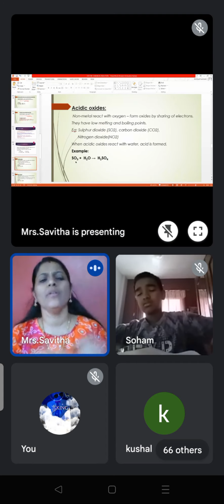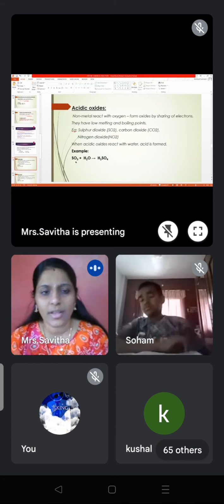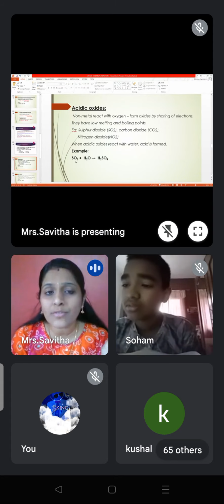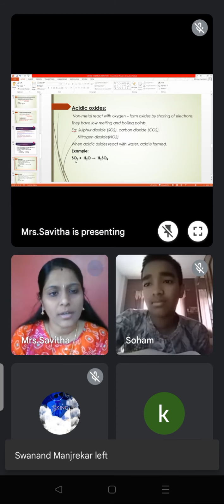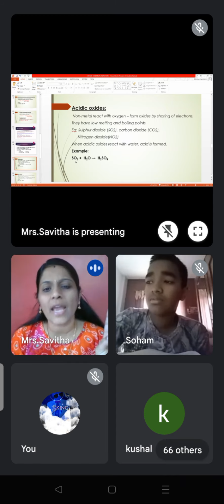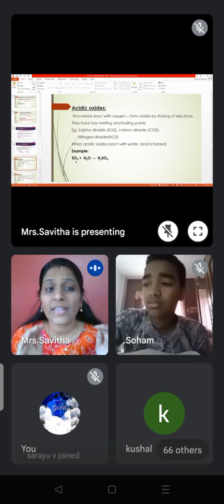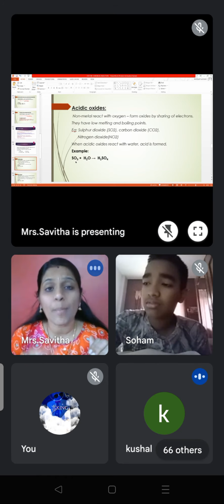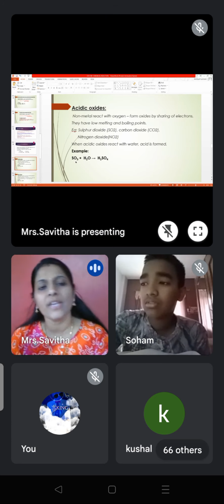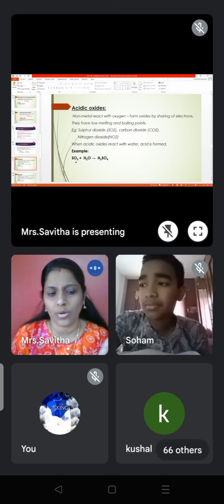Acidic oxides are very simple. First, a non-metal reacts with oxygen to form an oxide. Second, how is it formed? By sharing of electrons. Third, they have low melting and boiling points. Then examples, and finally, when this non-metal oxide, the acidic oxide, combines with water, we get an acid. Acidic oxide gives acid when it reacts with water.